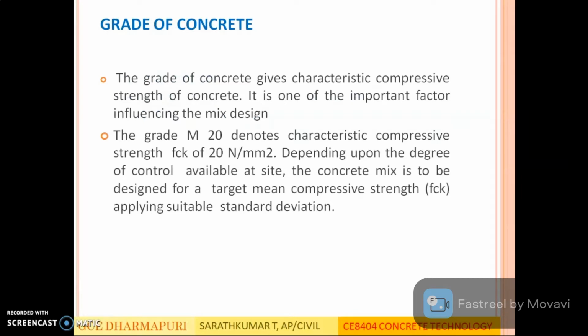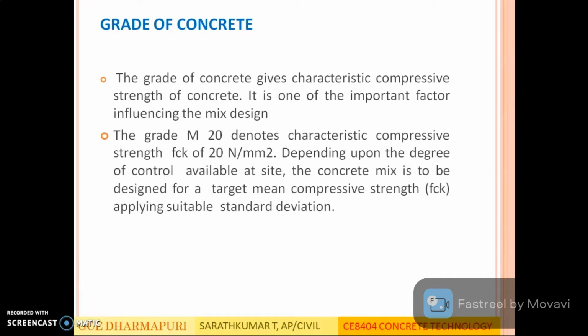So as we have seen in module 1, the grade of concrete gives the characteristic compressive strength of concrete. It is one of the important factors influencing the mix design. This characteristic compressive strength is tested after 28 days of casting in a compression testing machine, and the strength we get from testing the concrete is taken as the characteristic compressive strength of concrete. It is denoted as M20, where M is mix and 20 is 20 Newton per mm square. In notational form, characteristic compressive strength is given as fck.